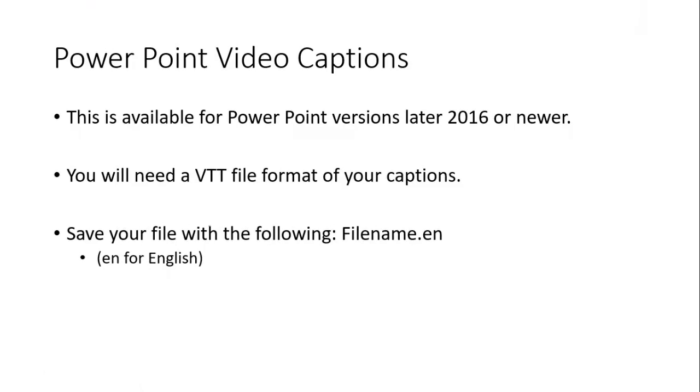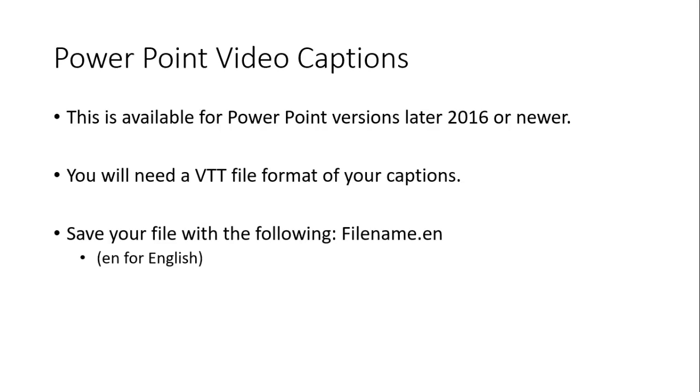To be able to complete this task, you'll need, of course, your video file. You'll also need the VTT file format of your caption transcript. And if you don't have that, you can use YouTube to create that for you. If you have a YouTube account, you can go through captioning the video there. And when you complete that and publish it, you'll be able to download a caption file, and the format you would select would be VTT.